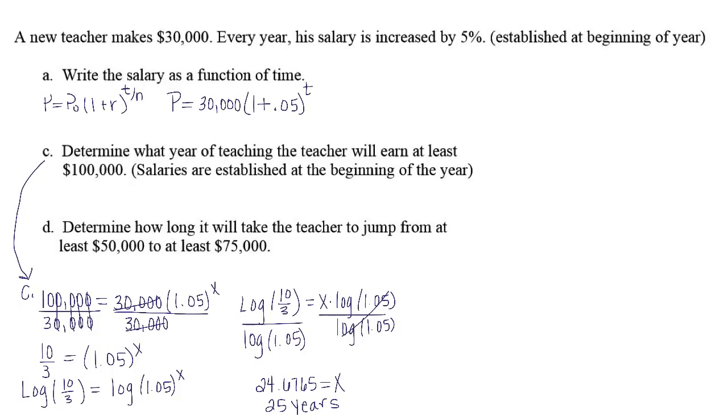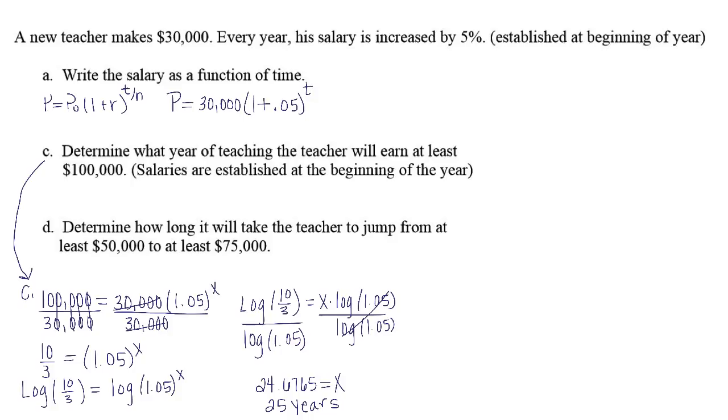In Part D, we're asked to determine how long it will take the teacher to jump from at least 50,000 to at least 75,000 per year. So in Part D, we would be using our graphing calculators for this. So the best way to do this problem would be for us to go ahead and graph our given equation.